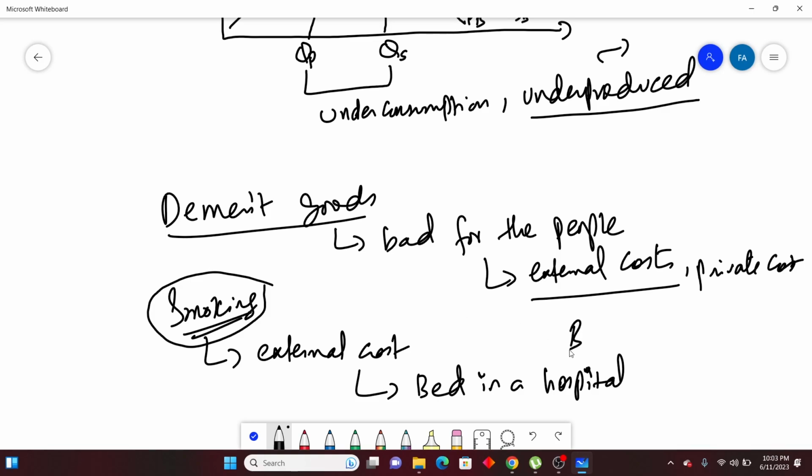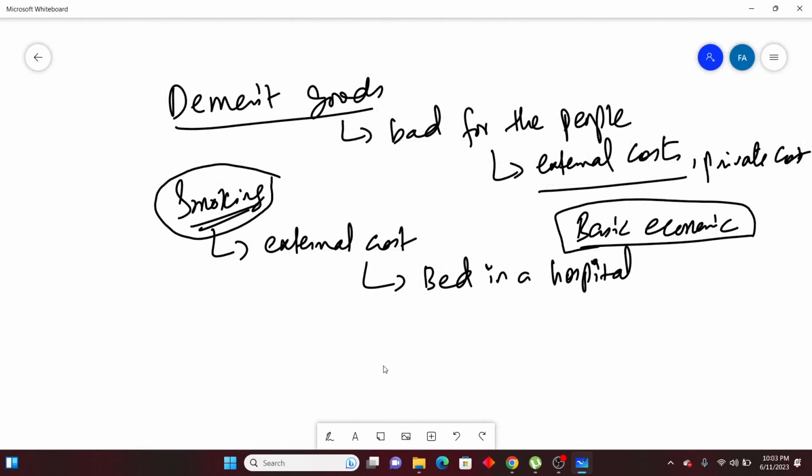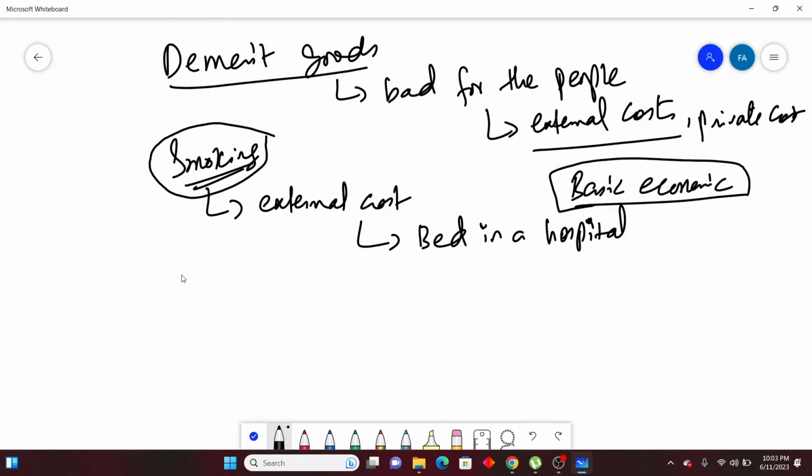Again, the concept of basic economic problem. I hope you are connecting this with that topic. Okay, so this is something very important. So smoking causes external cost more than the private cost. So this is a problem for the society. So this is a demerit good. And if I make a graph, this graph would be like this. So demerit goods, they are always overproduced.